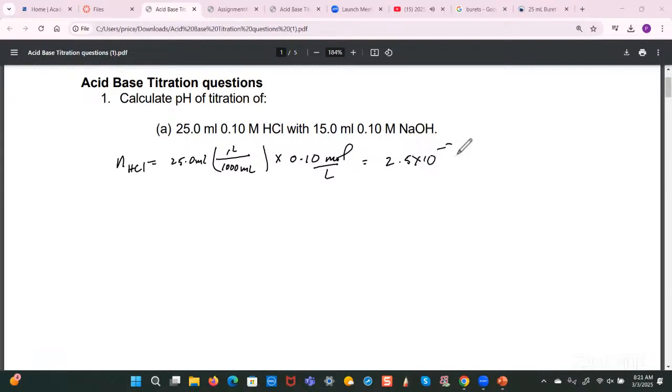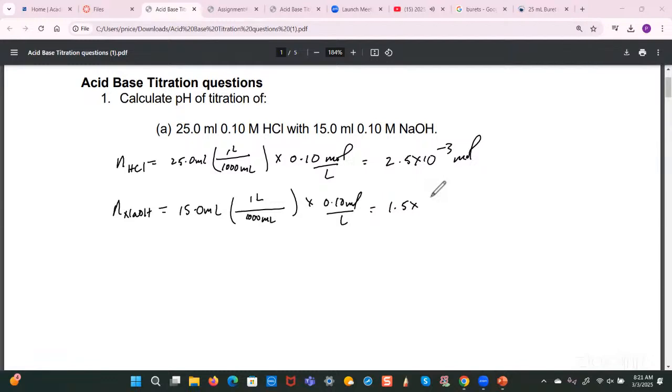moles, right? And then we do a similar calculation for the sodium hydroxide. So the number of moles of NaOH is equal to 15.0 mL times 1 liter over 1,000 mL times 0.10 moles per liter. And this will be equal to 1.5 times 10 to the minus 3 moles. All right? So once we have established that, then we write down the equation for the reaction between the hydrochloric acid and the NaOH.